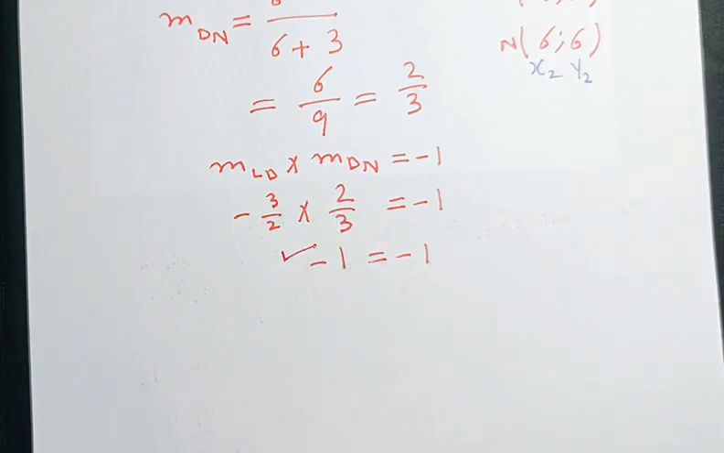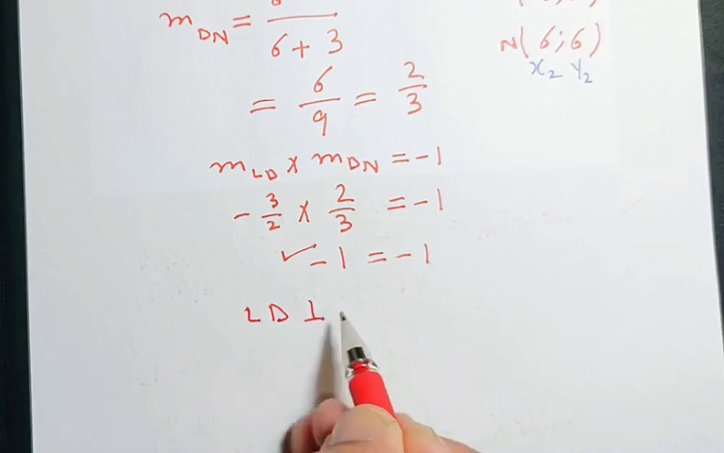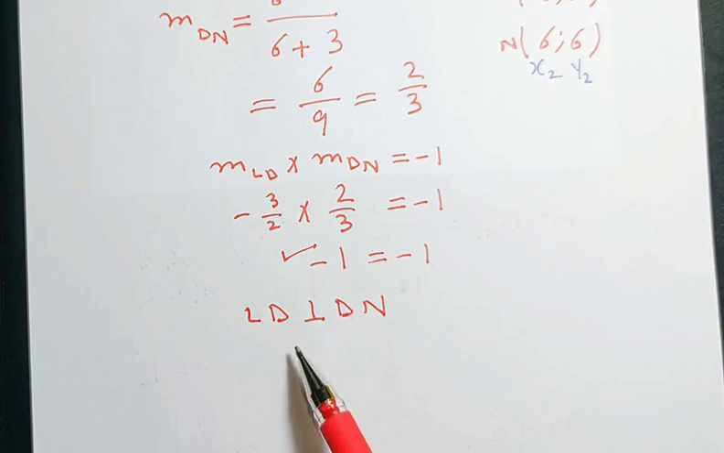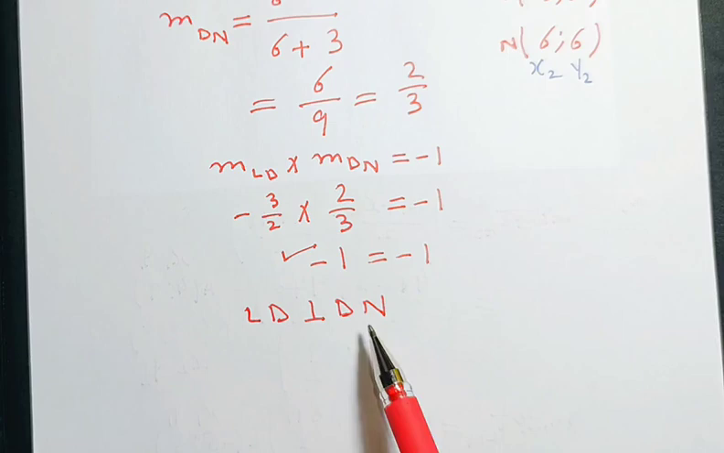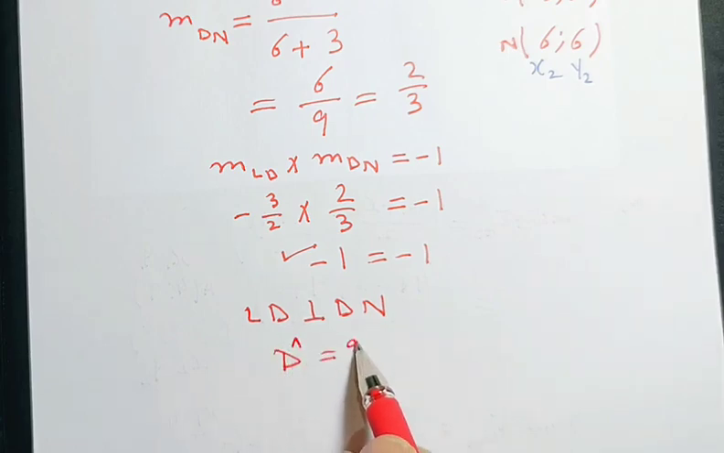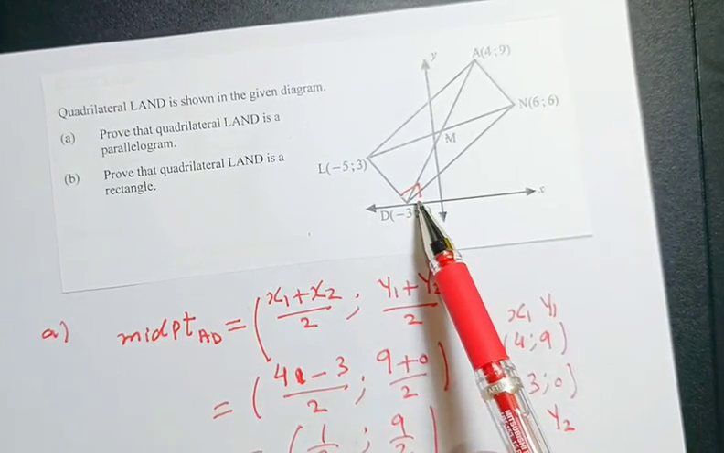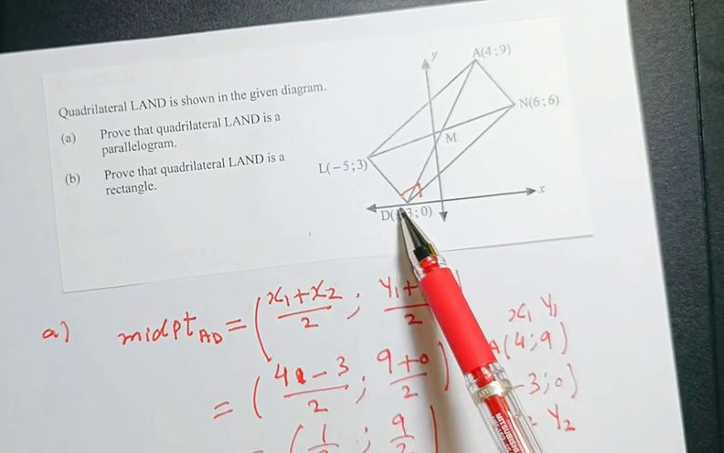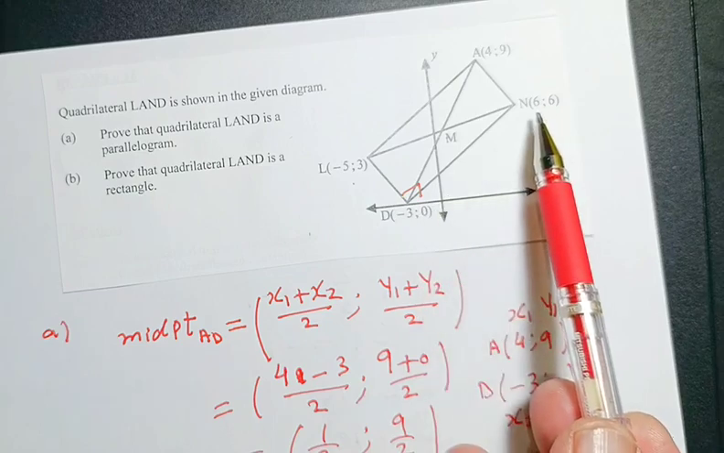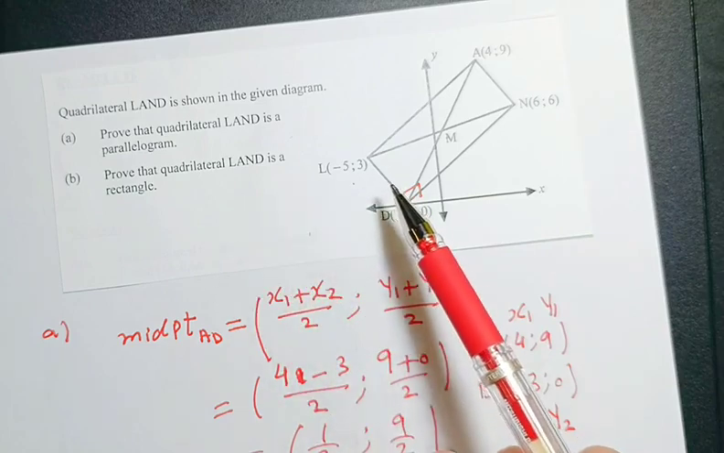So which means LD is perpendicular to DN, which means LD perpendicular to DN, angle D is equal to 90 degree, which means this angle D is equal to 90 degree, and the side LD is perpendicular to side DN. So this means that this is a rectangle.